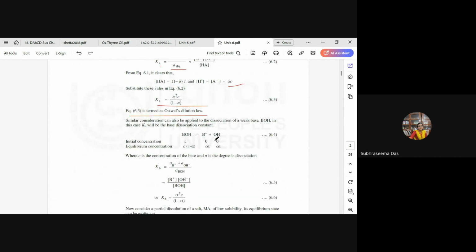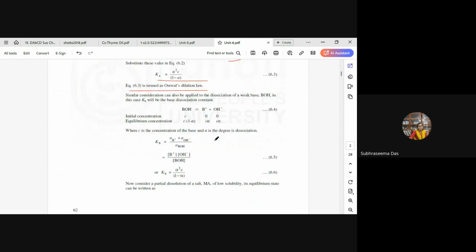Similarly, for a weak base we can take Kb, the dissociation constant of the base, and it can be written as Kb is equal to alpha square C by 1 minus alpha. So these Ka and Kb indicate Ostwald's dilution law or the dissociation constant for a weak acid and a weak base. Now we will consider the partial dissolution of a salt MA, which has very low solubility.